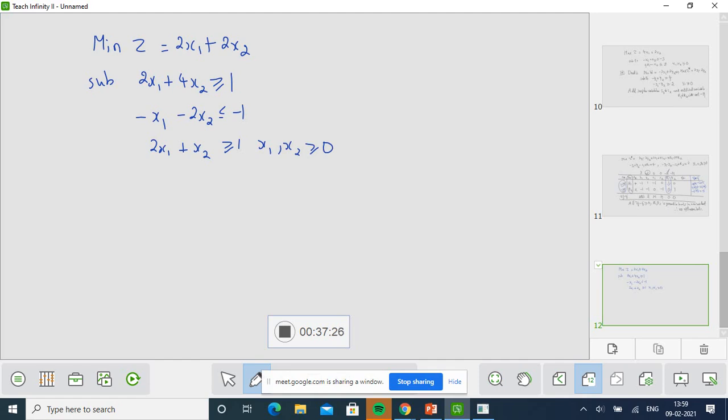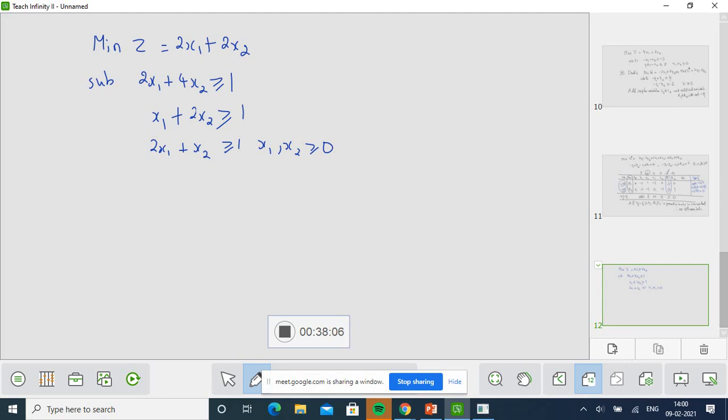Now can anybody give me the dual? This is your primal. So what should I do first? I have greater than or equal to, I have less than or equal to. How should my inequality look? I want the inequality to be greater than or equal to. So what should I do? I can multiply the second constraint by minus 1. So what happens? I will have x1 plus 2x2 is greater than or equal to 1. So the given problem is right now fixed for me.